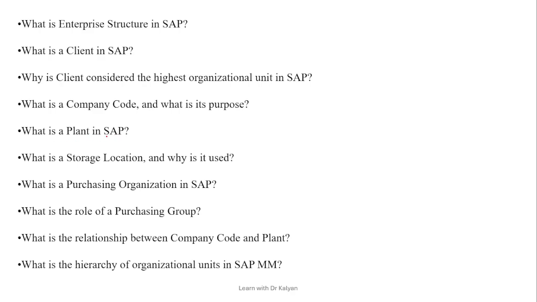As I told you, plant is nothing but what? It can be either where the manufacturing process is taking place, or where storage of material is taking place, or any corporate office. And what is storage location and why is it used? What is purchasing organization in SAP? What is the role of purchasing group? What is the relation between company code and plant? What is the hierarchy of organizational units in SAP MM?